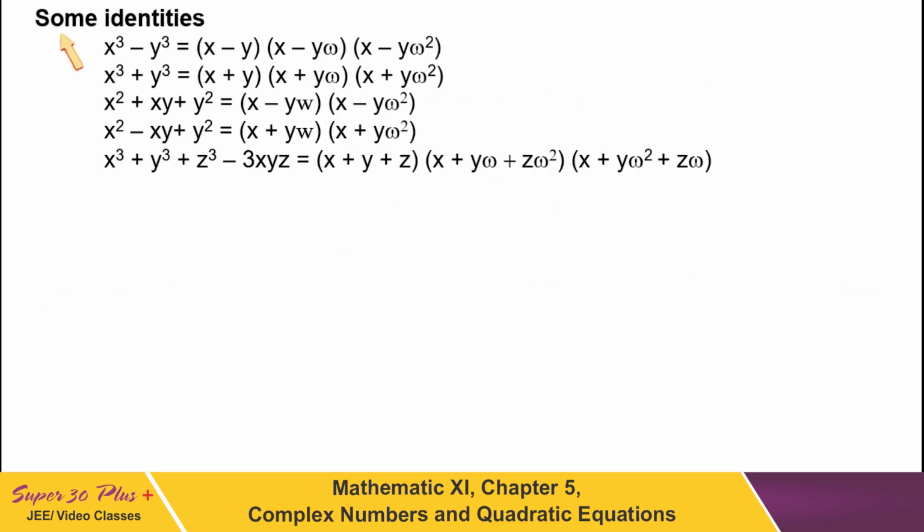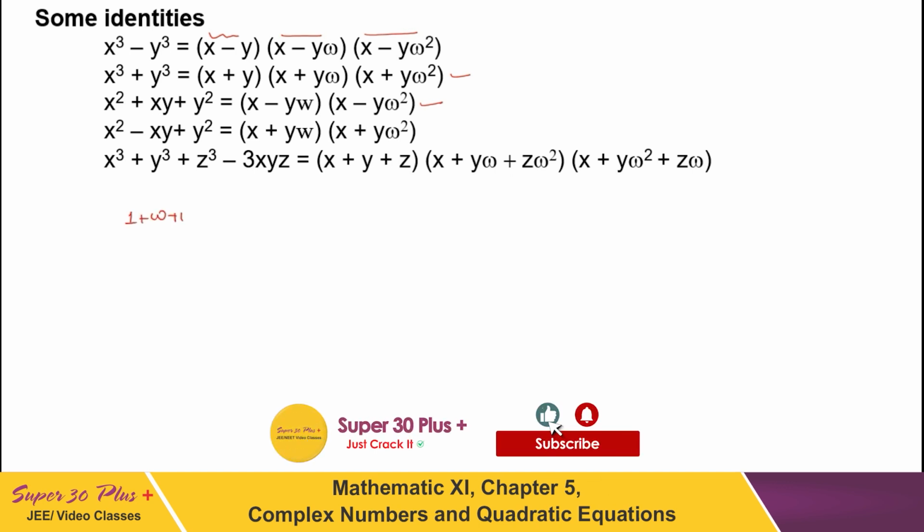Students, here are some basic identities by using cube roots of unity. x cube minus y cube can be written as x minus y, x minus y omega, and x minus y omega square. Similarly, x cube plus y cube can be written like this: x square plus xy plus y square is equal to this, and all these identities can be justified by using the formula 1 plus omega plus omega square is equal to 0 and omega cube is equal to 1.